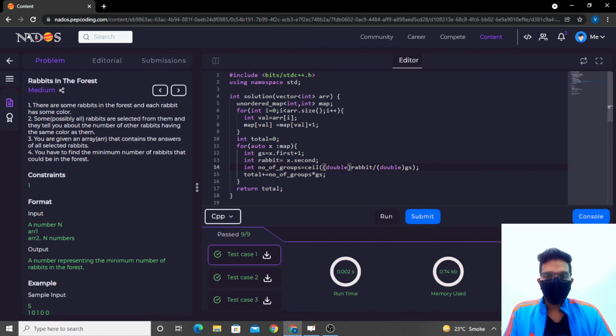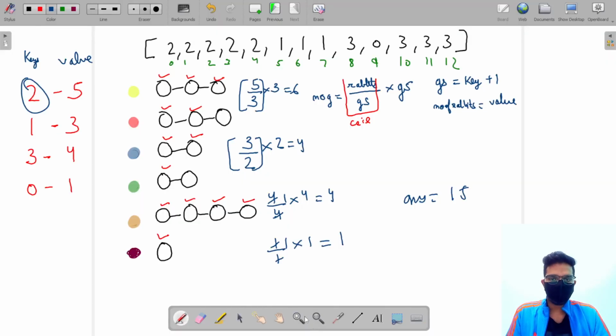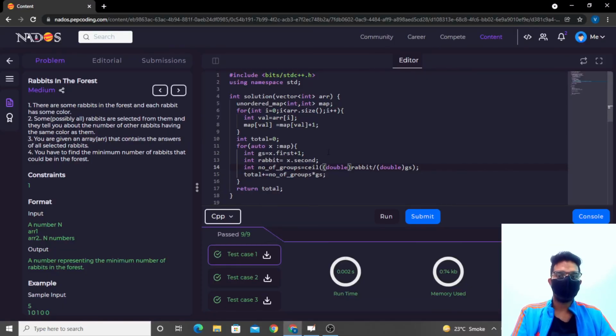Perfect. So again, I want to repeat what we did. We first created a map to store the array value and its frequency, the simple frequency map. Then we traversed our map's keys and calculated our group size. Our group size was key plus 1, and in a group we can store key plus 1 values, right? So if it is 2, that indicates that 2 more rabbits of the same color exist, so including me, it is plus 1.